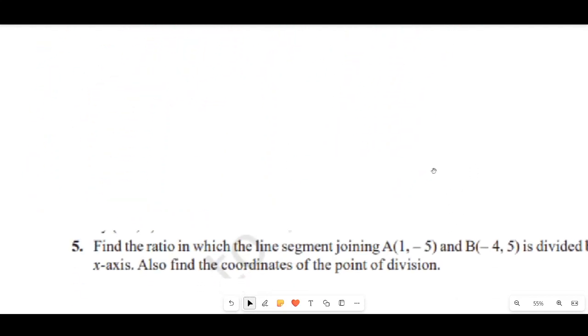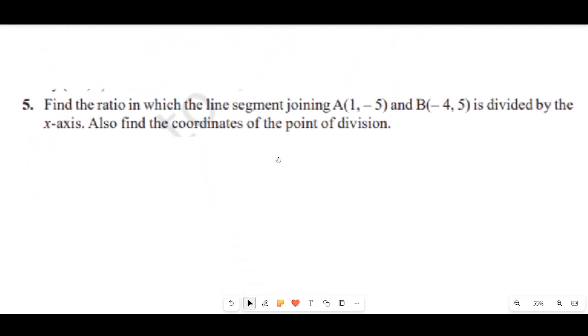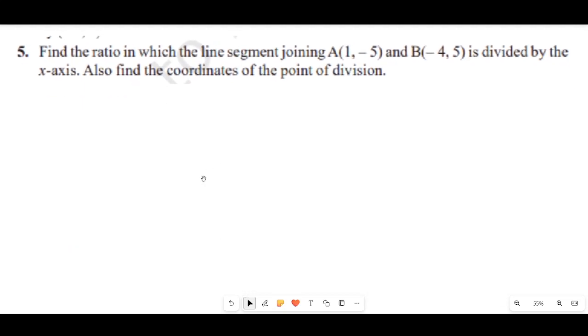Now this is question number 5. In this question, find the ratio in which the line segment is divided by the x-axis. Also find the coordinates of the point of division. Clear?